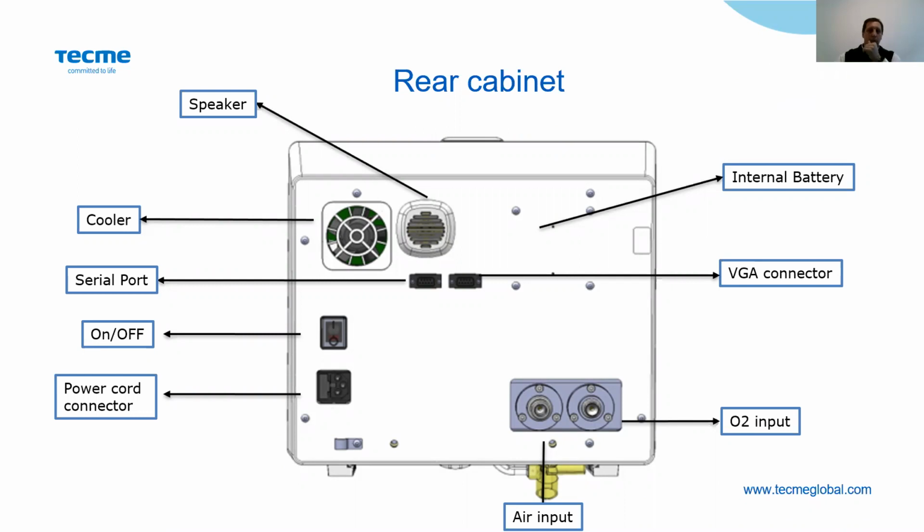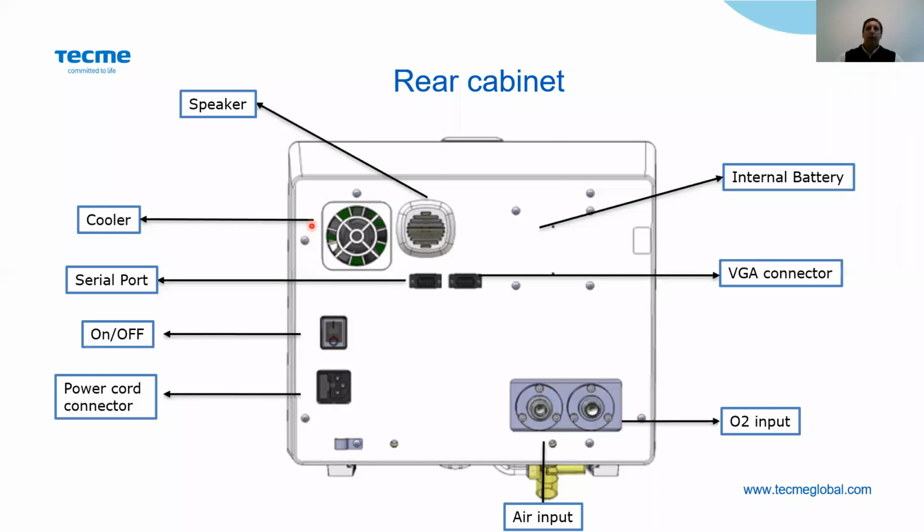In the rear cabinet, you will find the speaker. This speaker is going to give us an alarm sound when a problem appears. So at any moment that an alarm is triggered, the machine is going to sound and warn the user that there is a problem that must be solved. The recommendation here is not to cover it up, because if you cover it, the machine is not going to give enough warning, and the doctor will not be notified about it.